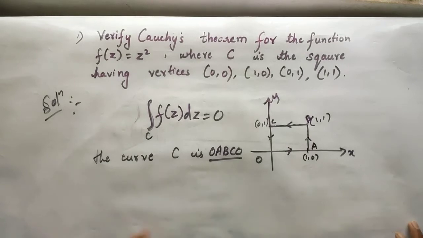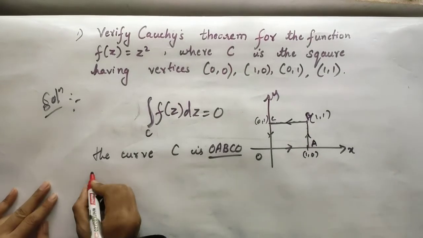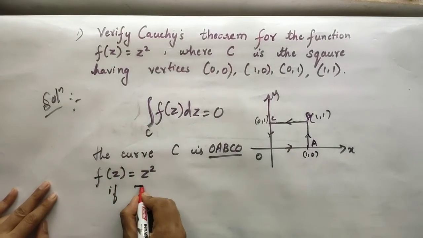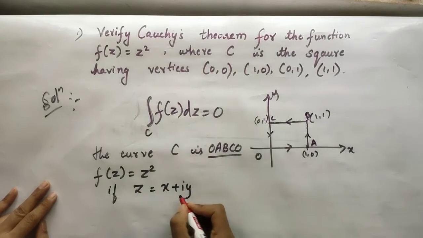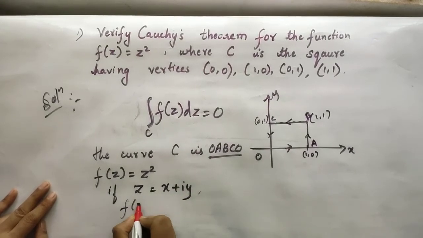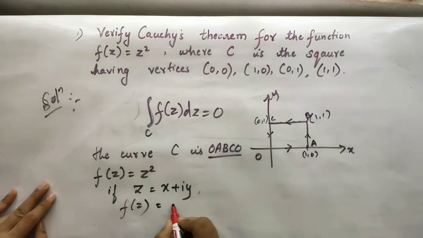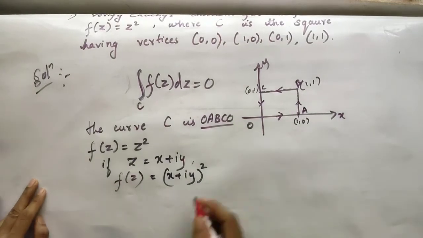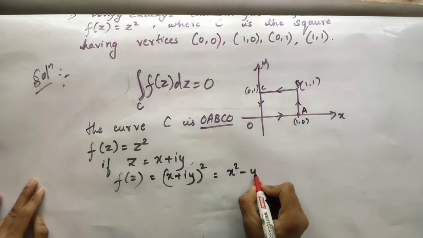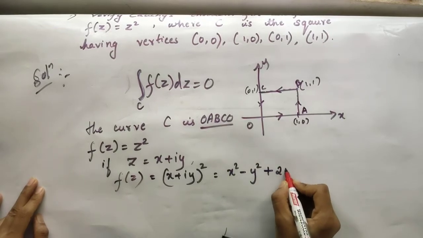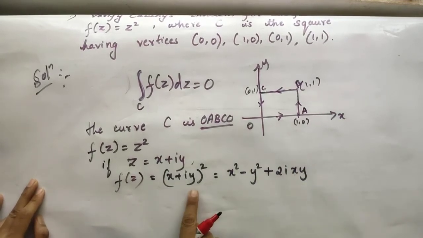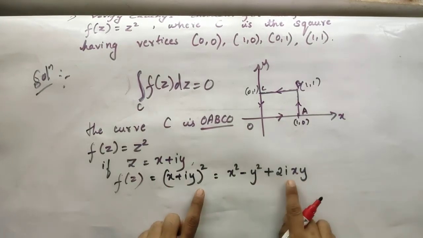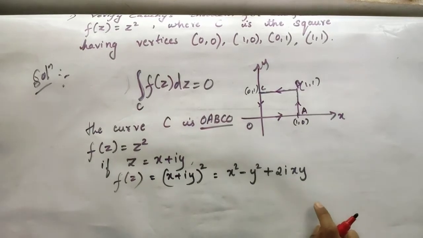Okay, now it's given that f of z is equal to z square. So if you put z is equal to x plus iy, f of z will be what? It will be (x plus iy) whole square, or it is x square minus y square plus 2ixy. I hope it is clear. x square plus i square y square, i square is minus 1, so you will have this plus 2xy. Just apply the formula (a plus b) whole square, you will get this.